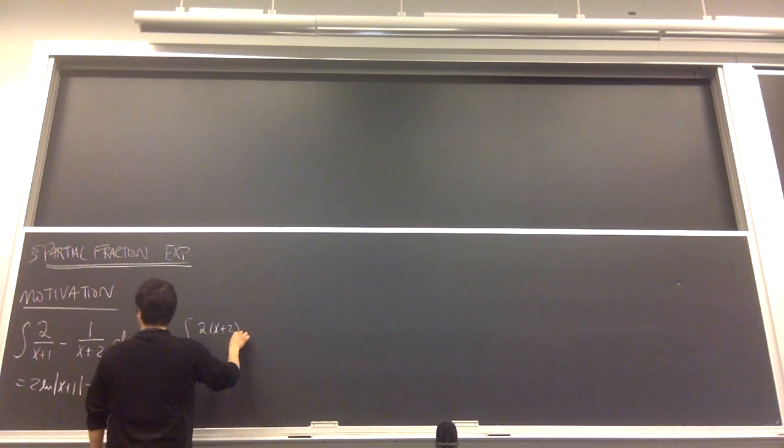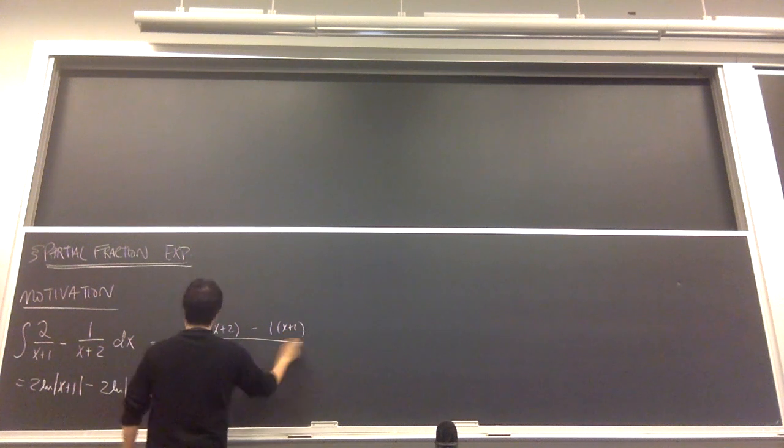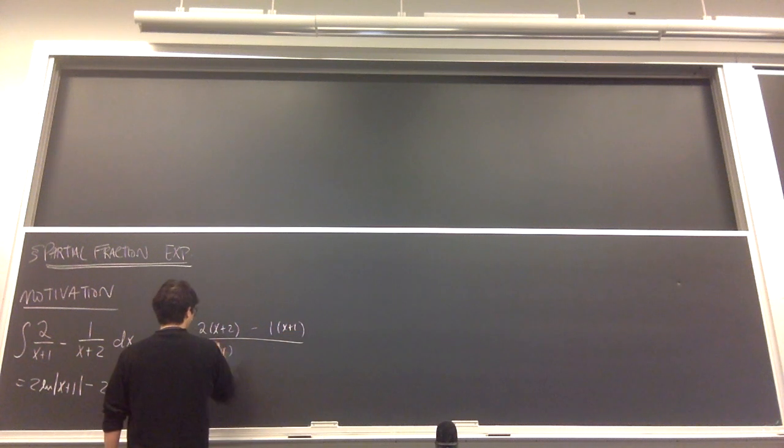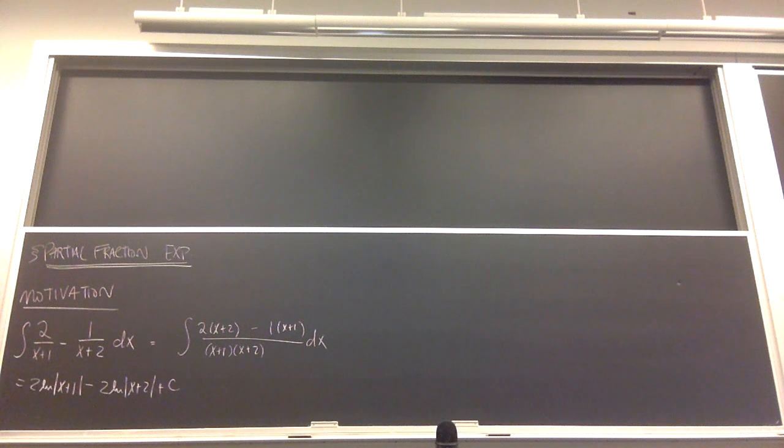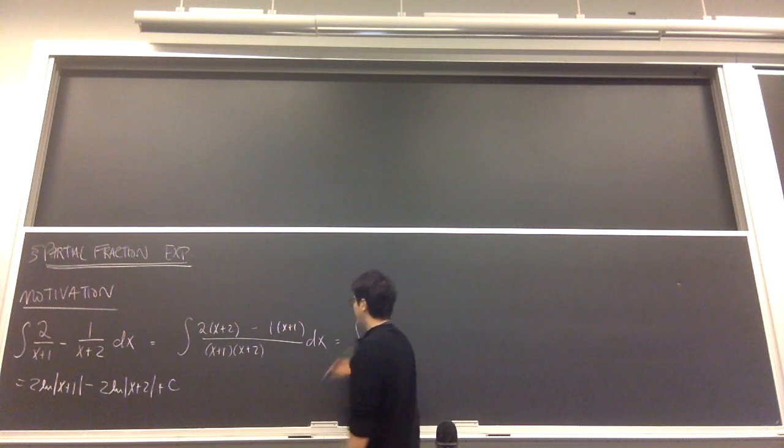Okay, so the point is this was easy to integrate, supposedly. But what would have happened if I would have combined these fractions? Like notice that this is equal to the integral 2x plus 2 minus 1 times x plus 1 over x plus 1, x plus 2. Is everyone okay with me combining a fraction like this? Right, we can collect like terms and put it all over the same thing because we're going to do this a lot today. So this is actually equal to what?